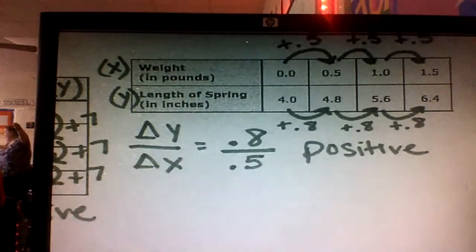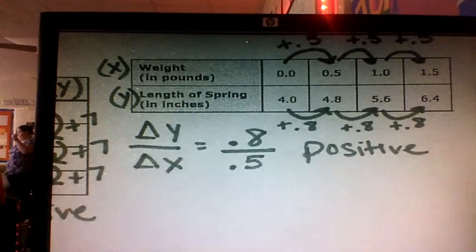Okay, so think about what's happening in your y. 0.8, which means it's doing what? Because it's positive, is it increasing or decreasing? So it's increasing. What's increasing in your y? What are we talking about in your y?